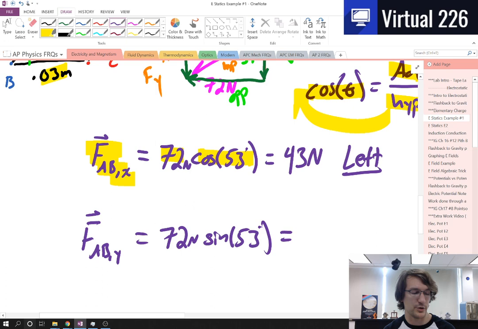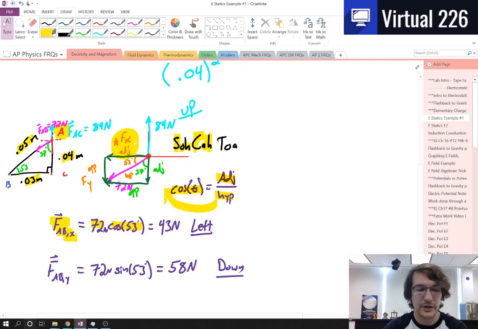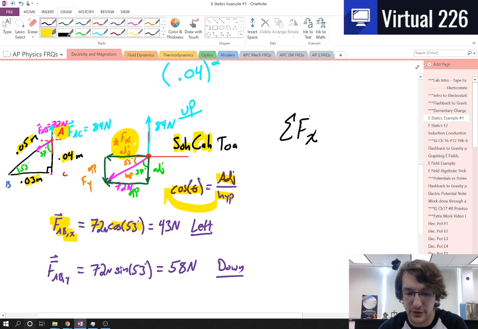Okay? So now I have everything broken up in either up-down directions, because the 84 up here, or the 85, yeah, the 84 up here was up, the 58 is down, so we're on the y-axis, or we're left-right. We don't have anything acting to the right, but we've got 43 newtons acting to the left. So what we'll do here is we will sum our forces in each direction. We'll sum the forces in the x direction, and then we'll sum all of the forces in the y direction. Okay?